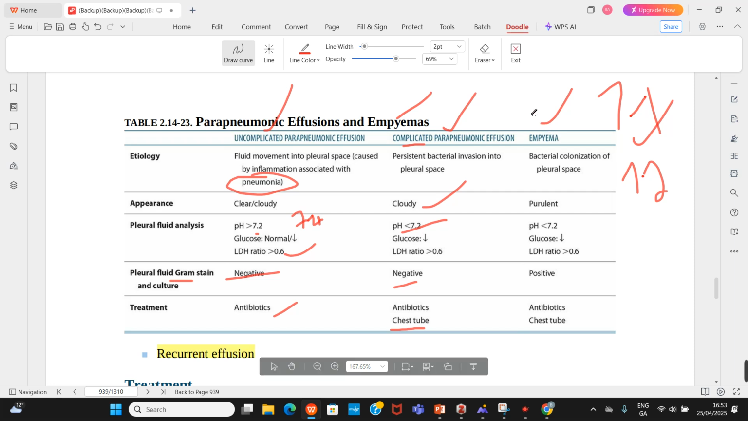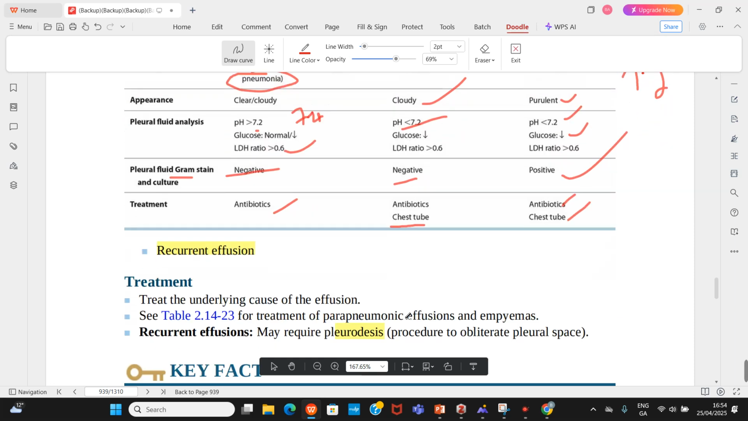For empyema, there's a lot of pus in that pleural fluid. A lot of bacteria have colonized it. So if you look at it, it's going to be purulent. The pH is going to be less than 7.2. Glucose is going to be low because the bacteria are feeding on the glucose. If you gram stain it and culture, the bacteria is going to be positive. So put in a chest tube and give antibiotics.